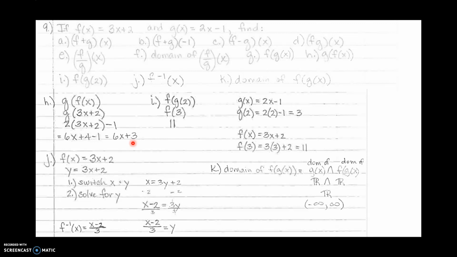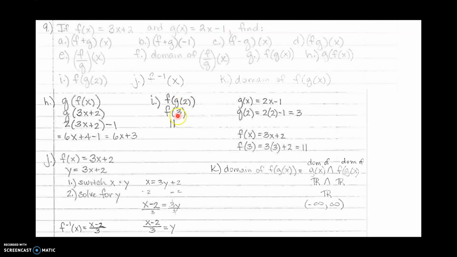All right, then for I, we have f of g of 2. Start on the inside with g of 2. That means put 2 in the place of x in the g function. So if we put 2 in for x, that's 2 times 2 is 4 minus 1 is 3. So g of 2 is 3.